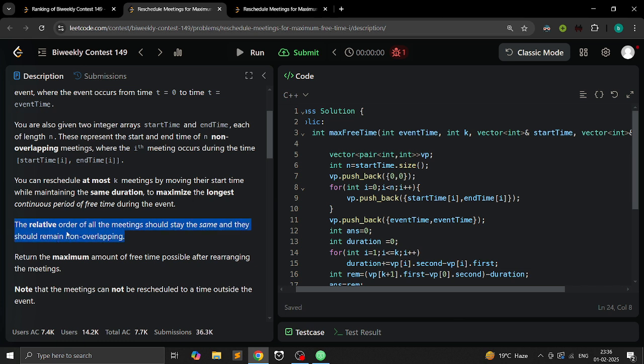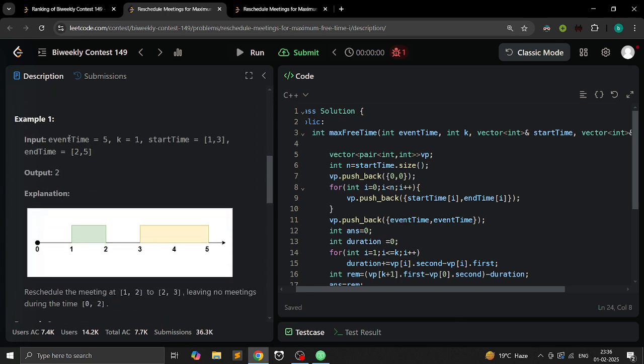So this line is very important. First, the order should be the same, and there should be no overlapping. Return the maximum amount of free time possible after rearranging the meetings. Note that the meetings cannot be rescheduled to a time outside the event. Okay, obviously.